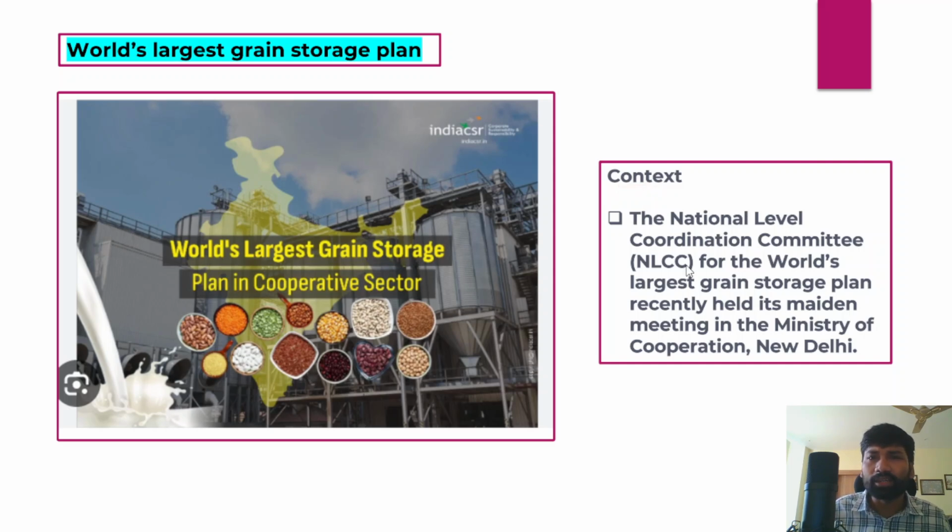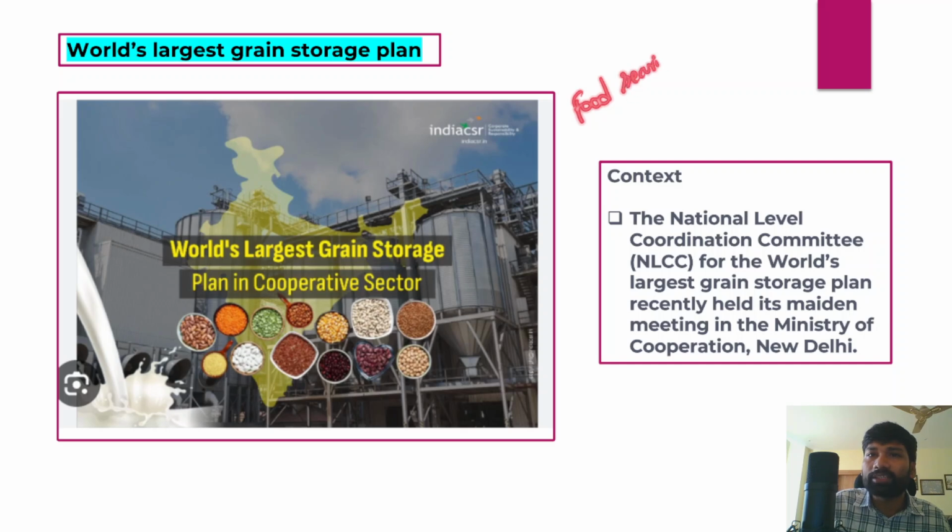The National Level Coordination Committee, also known as NLCC, for the world's largest grain storage plan, recently held its maiden meeting of the Ministry of Cooperation, right? India, with the largest population of 142 crore, is the most populous country. Since India has a significant number of poor people living below the poverty line, it is very important to provide food grains and ensure food security for a significant number of the population.